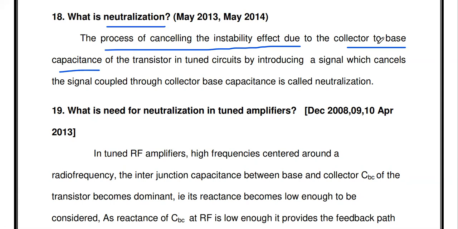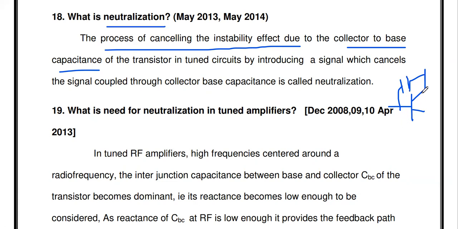Because the collector to base capacitance becomes dominant, that capacitance, which is internally connected between the collector and base, provides some positive feedback to the tuned amplifier. If positive feedback is provided to an amplifier, it will not work as an amplifier, it will work as an oscillator. Instead of performing amplification, the tuned amplifier works as an oscillator.